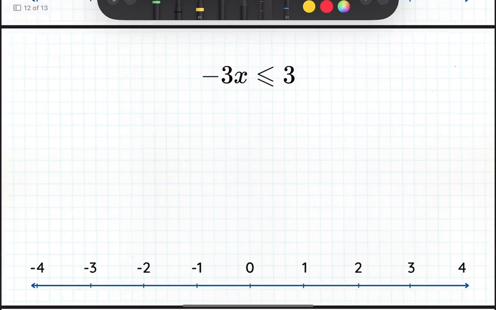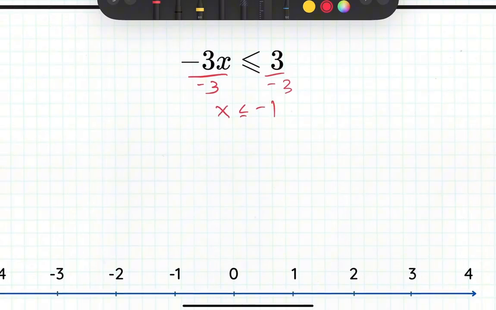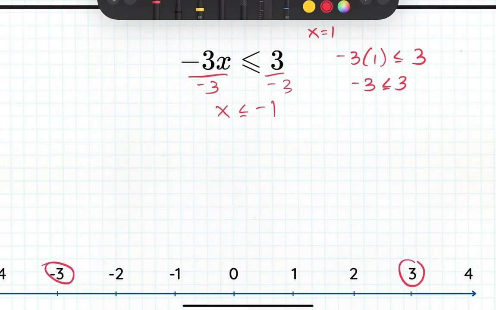And now, in this example, we establish a new rule. So for this one, what I have to do is divide by negative 3, right? And I will get x is less than or equal to negative 1. So now let's say x was equal to 1. And I had negative 3 times 1 is less than or equal to 3. So therefore negative 3 is less than 3. Is negative 3 less than positive 3?